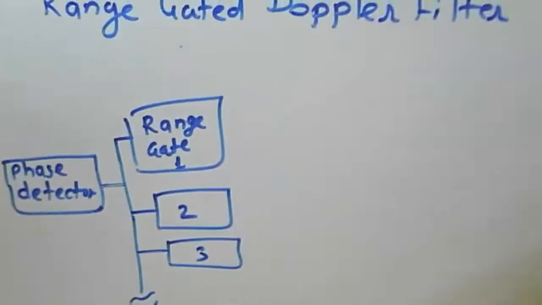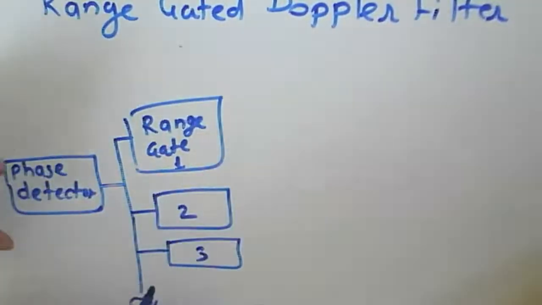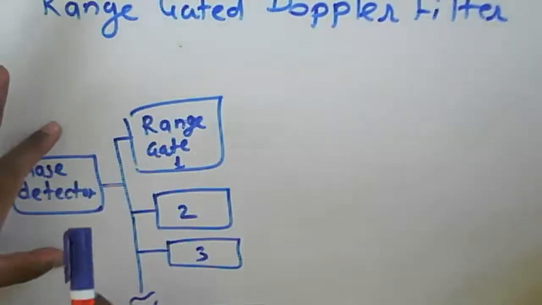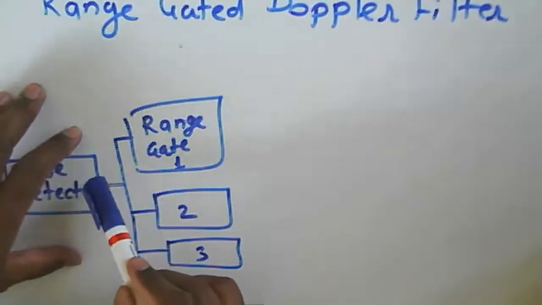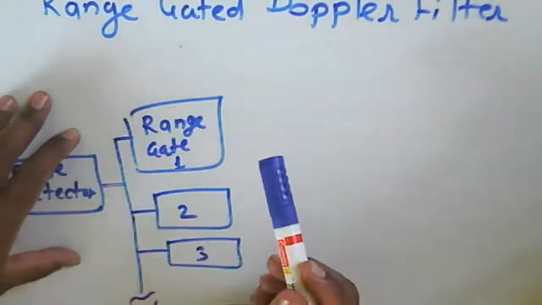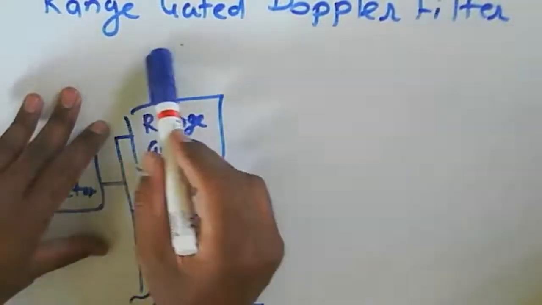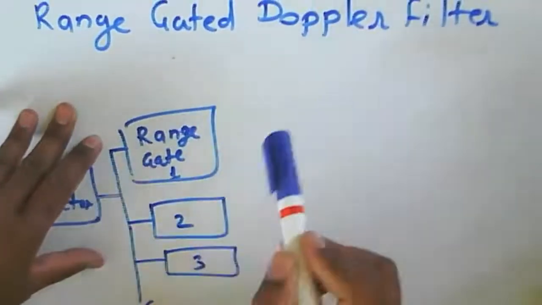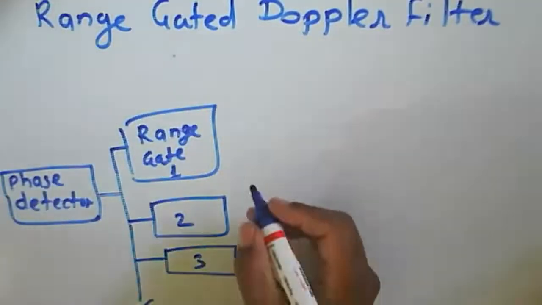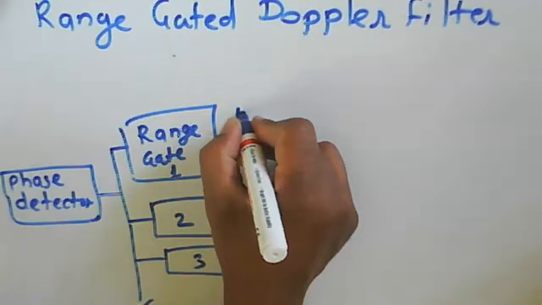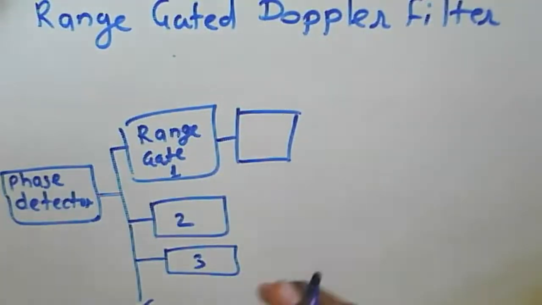And then we can consider that the output of this is the phase detected output, and that will be provided to the display. For the display, instead of a delay line canceller, we use a range gated Doppler filter. Then we use another block, a boxcar generator.